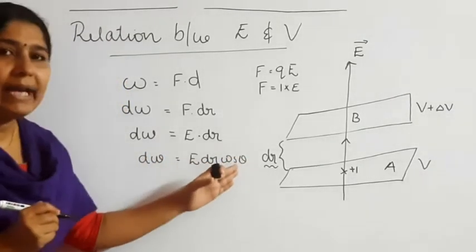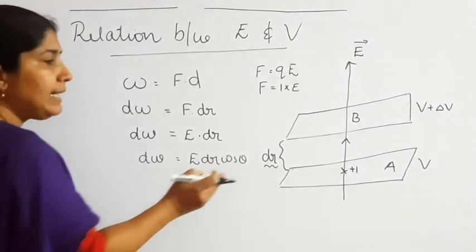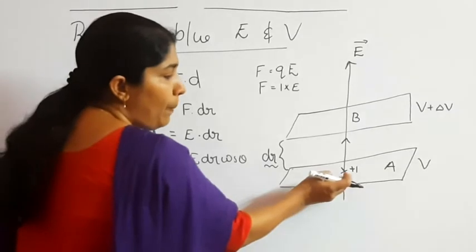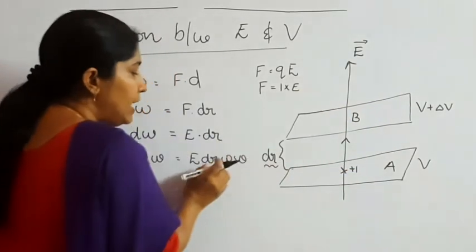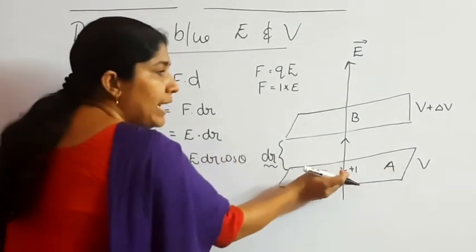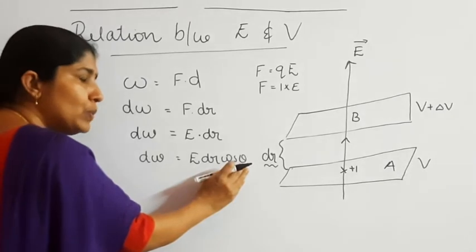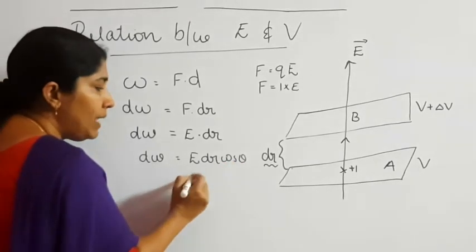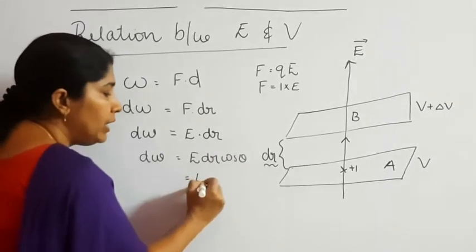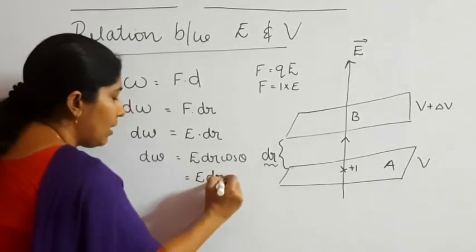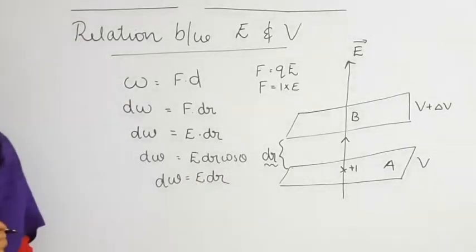Theta is the angle between the electric field and the displacement. Here the electric field is in the direction from A to B, and the displacement is also from A to B. Therefore, the angle theta is equal to 0. Theta 0 means cos 0 is equal to 1. Therefore, work done dW is equal to E dr.